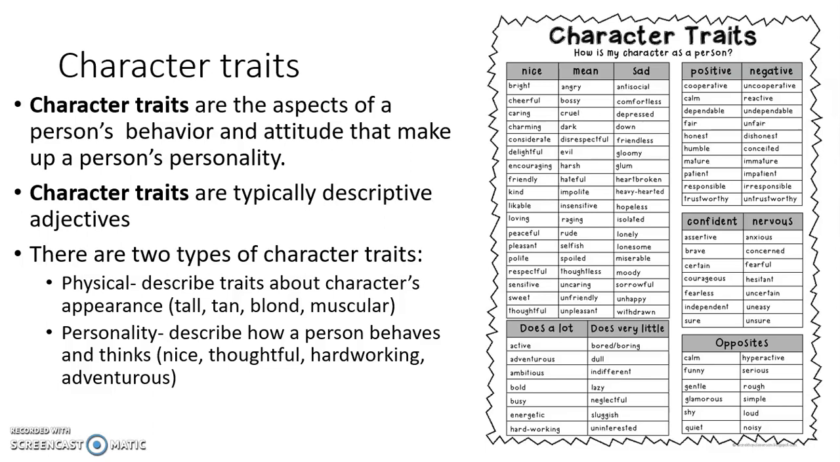Now you can divide character traits into two different things. There are physical traits and personality traits. Physical traits describe a character's appearance. They could be tall, tan, blonde, muscular, skinny, chubby, all those things that you can see. Personality traits describe how a person behaves and thinks on a regular basis. Nice, thoughtful, hardworking, adventurous.